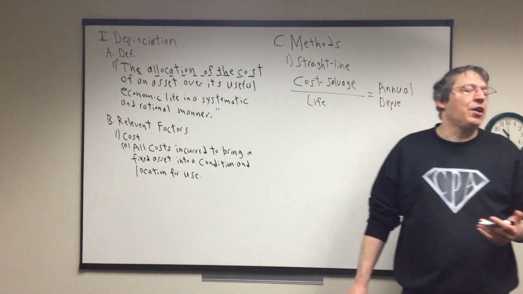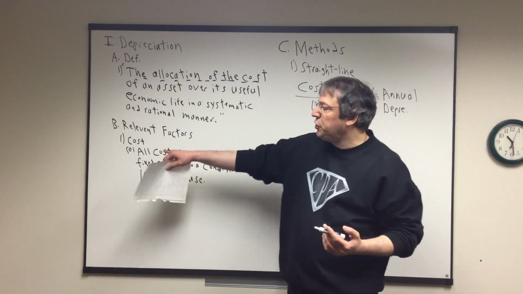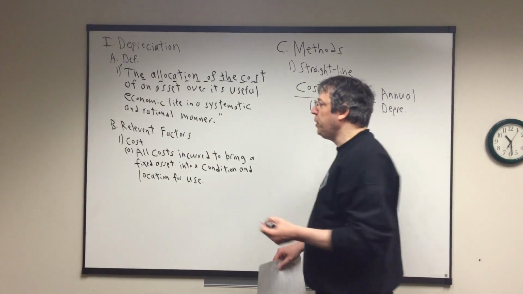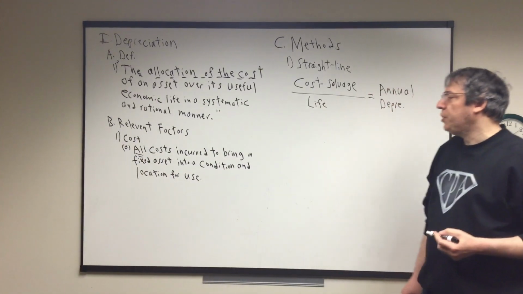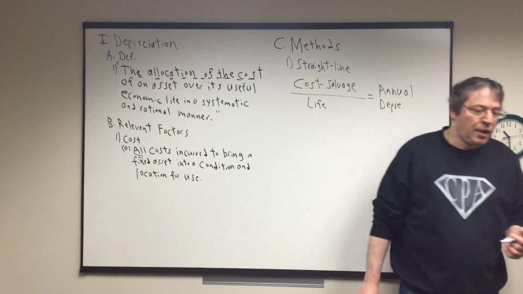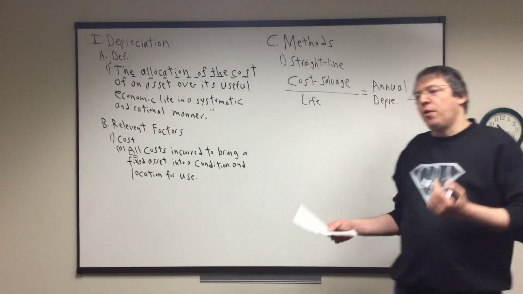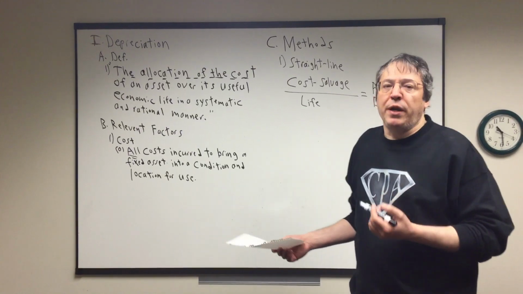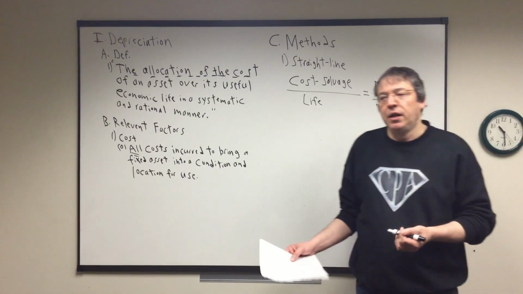Now, in order to calculate depreciation, there are three factors we need to know. The first one is cost. And what's really important here is that we're talking about all costs, right? All costs incurred to bring a fixed asset into a condition and location for use. So if I have to pay a trucking company to bring the equipment to my warehouse, that's part of my cost of the asset. After paying someone to install it, that's part of the cost of my asset.